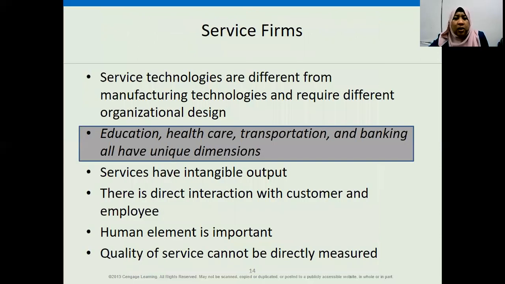All right, and then we do also have service firm. Service technologies are different from manufacturing technologies and require different organizational design. We have education, healthcare, transportation, and banking, and all have unique dimensions. And of course, they say that services have intangible output.